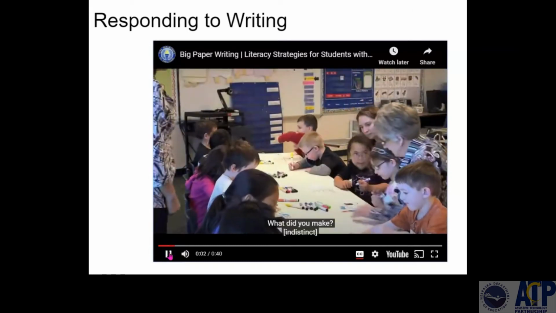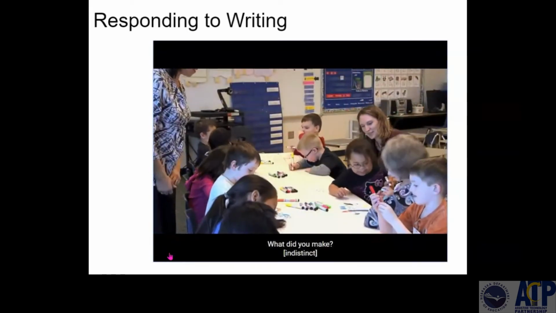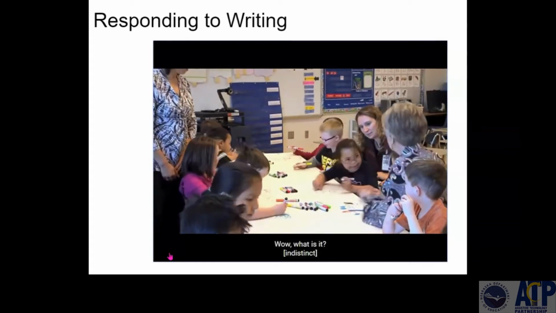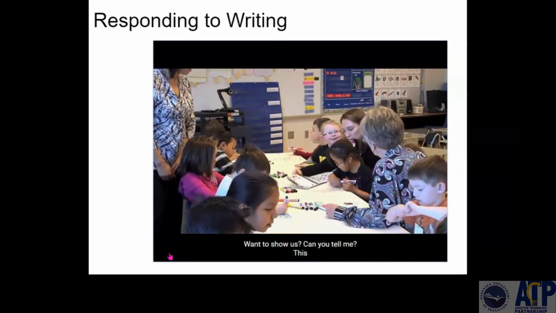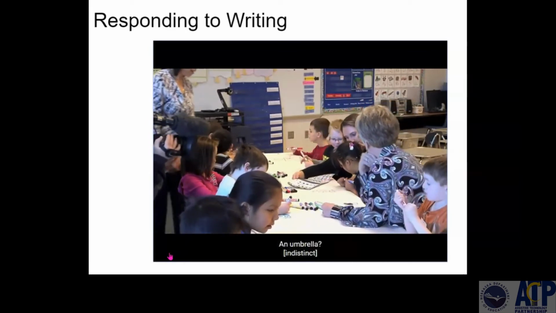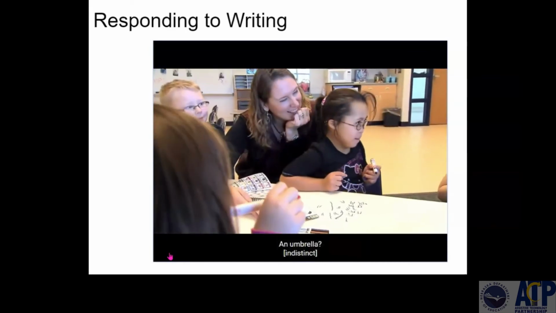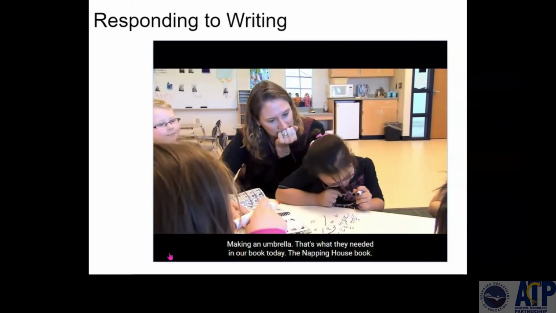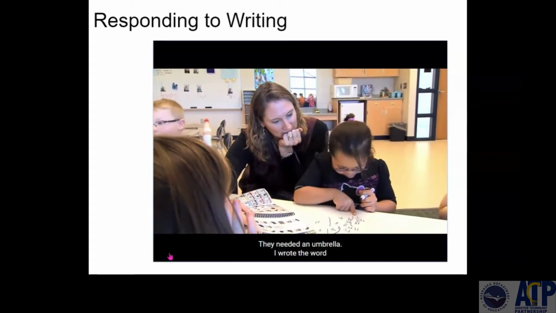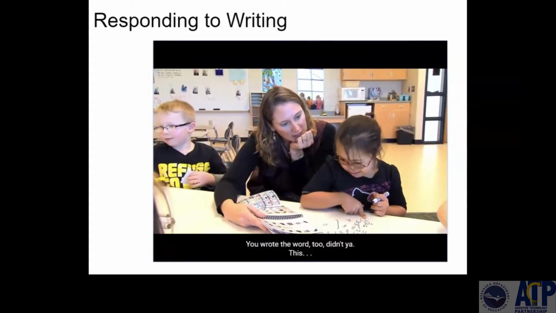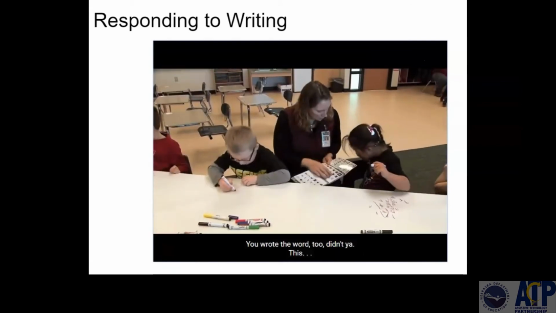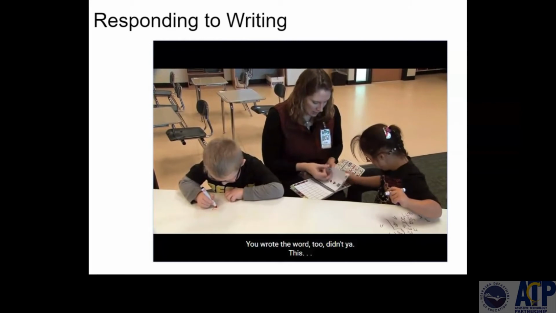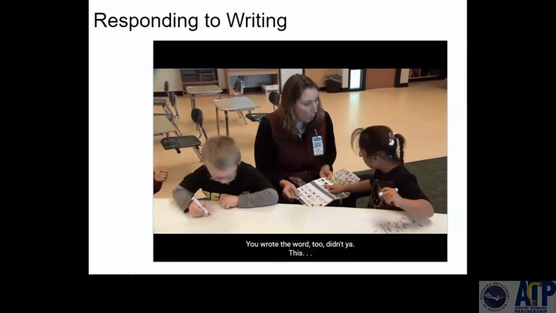What'd you make? Huh? Wow, what is it? Can you tell me? An umbrella? Making an umbrella. That's what they needed in our book today. In the Napping House book, they needed an umbrella. You wrote the word too. Can you tell me about yours? Oh, and it makes string and paint. What are you talking about? Oh, what are you doing there, Jamie?